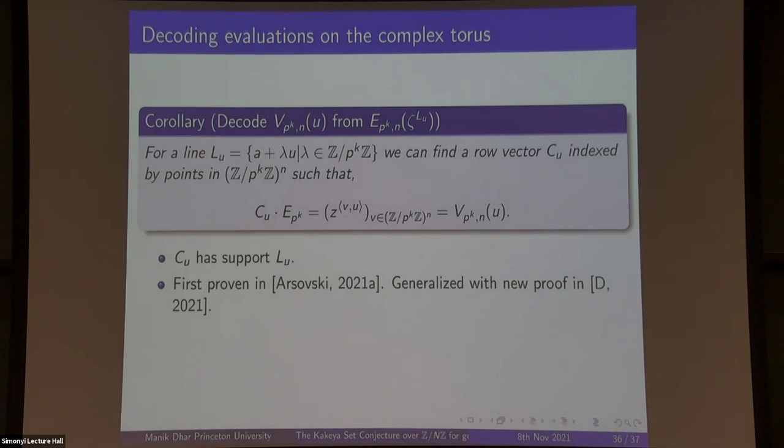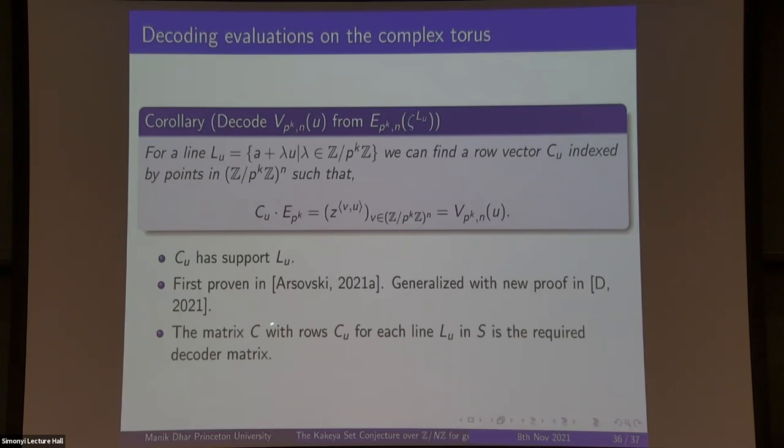So basically Arsovski gave this decoding row, but his argument was a very explicit description of what Cu is. He actually wrote down values for Cu and showed that it works. But what I just showed you is the argument from my new paper, which is nice because this argument, maybe it doesn't actually tell you what Cu is, but works for the setting where you have fewer points and derivatives, which is what allows us to get better constants. I like better constants in the m epsilon case as well.